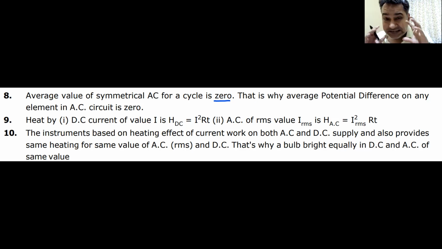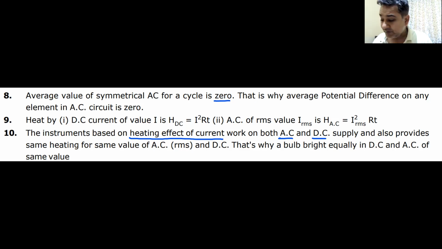So to measure these AC voltages or AC currents, we have a different device which is based on the heating effect of current. Remember that it will work both for AC and for DC. But a simple DC ammeter will not work on AC, it will always show you 0. Do we understand this?